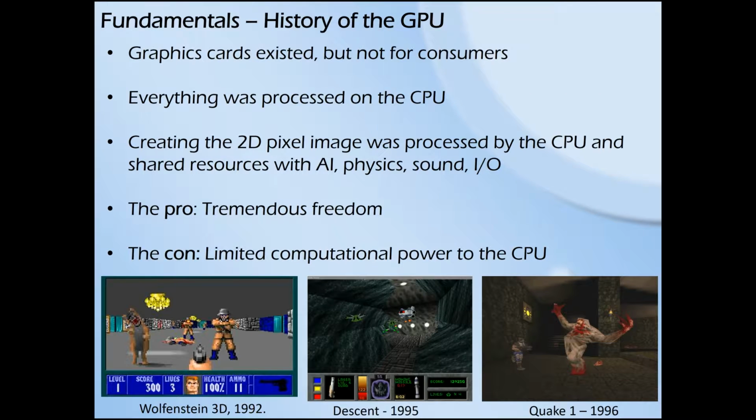Now we're going to take a slight break here really quick and just talk about some of the history of the GPU, or the graphics processing unit. Graphics cards a while back did exist, but they were not meant for consumers. So unlike today, where everyone fights over the latest and greatest graphics card, back then most of us didn't even know they existed or have any concept that you needed one. It was overkill really for a lot of the applications we were playing, such as Wolfenstein 3D. Everything for the most part was processed on the CPU.